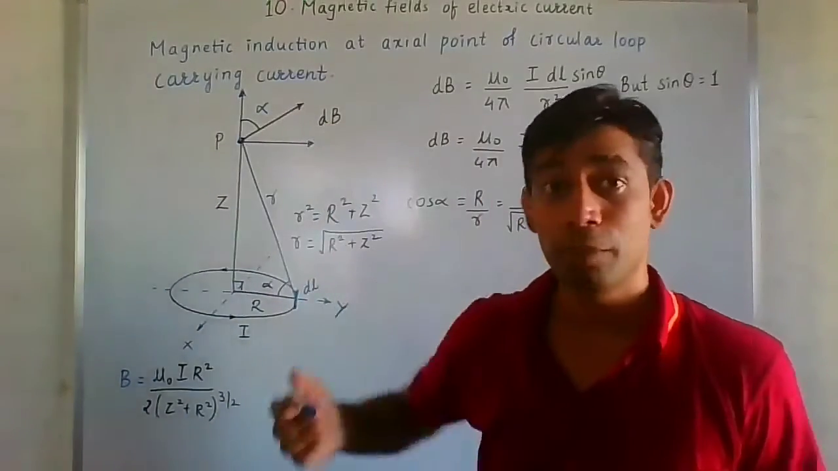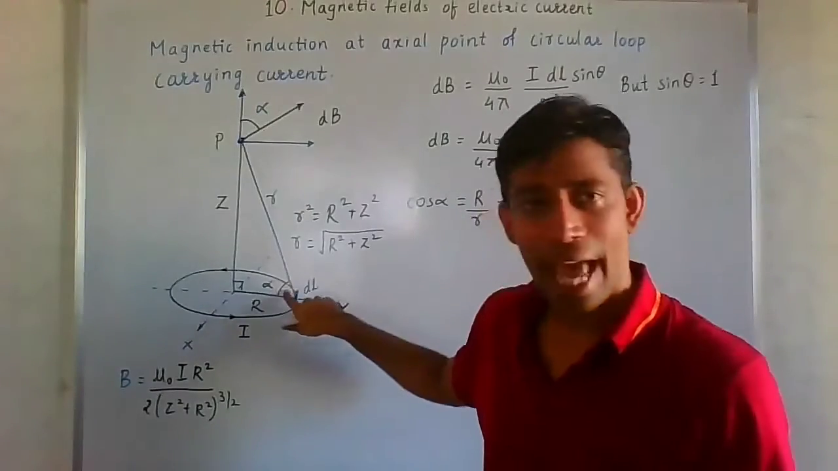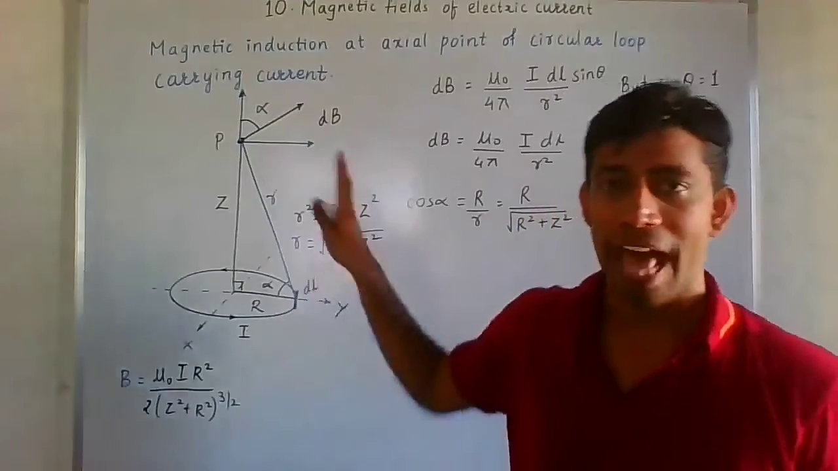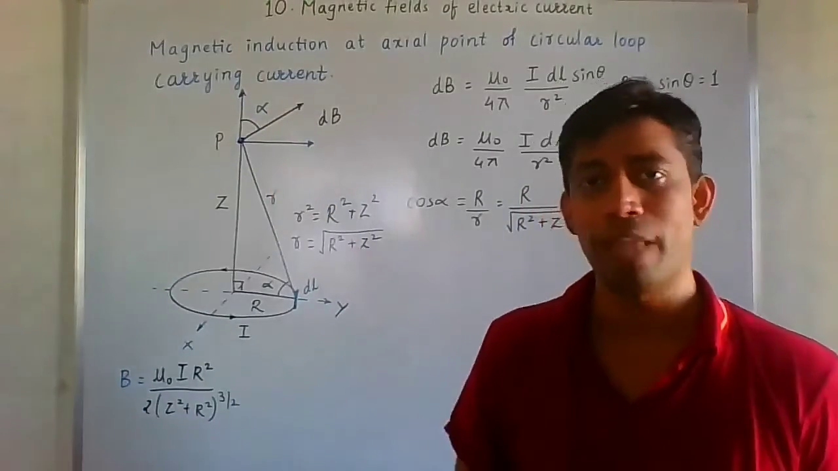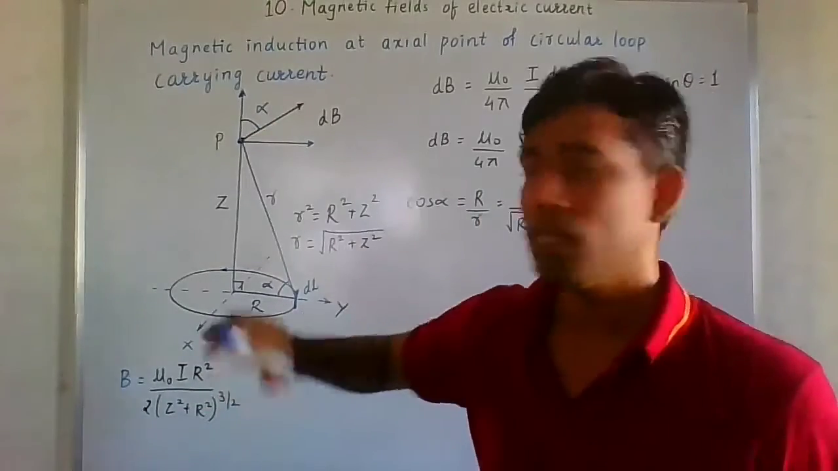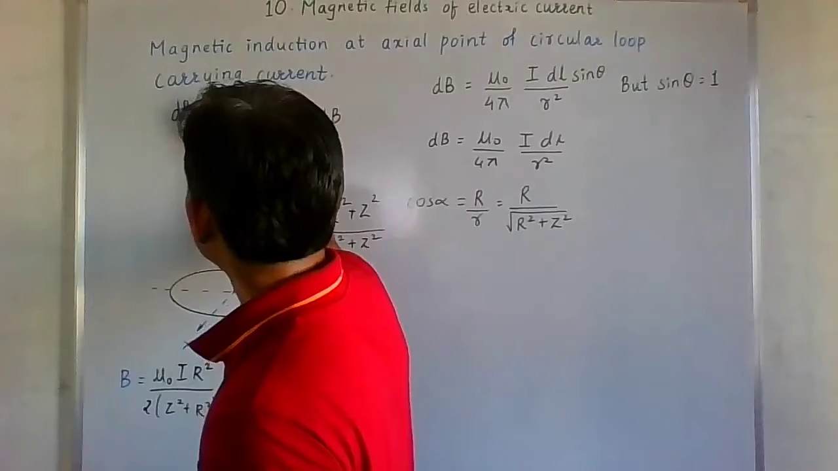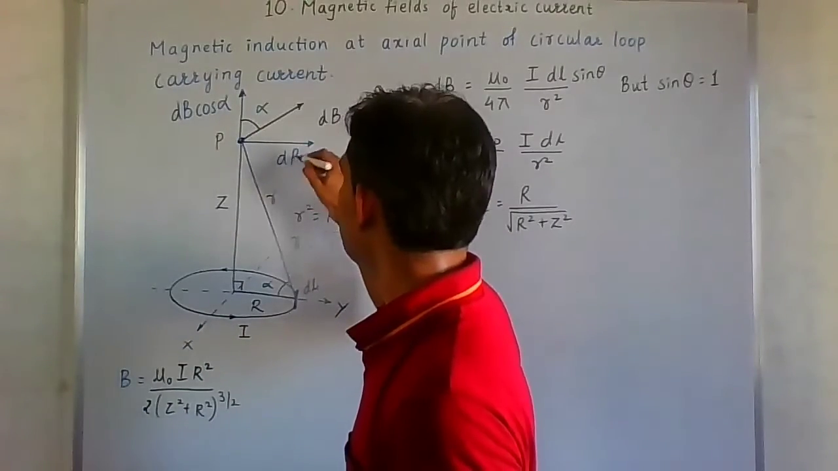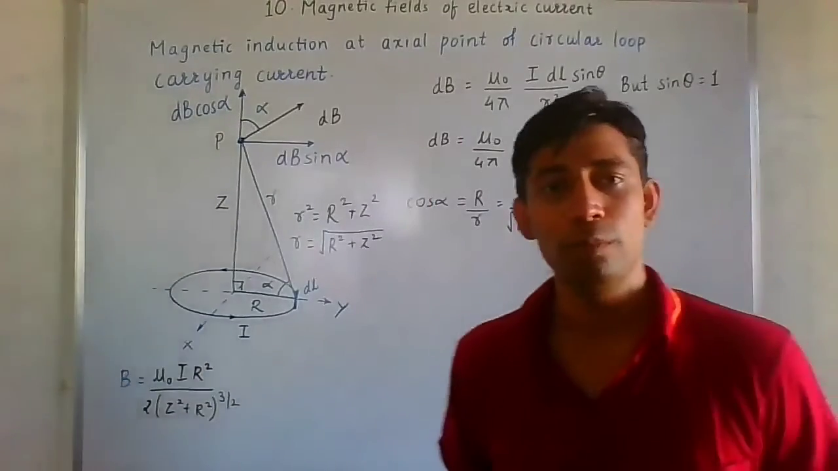Okay, now you must be wondering कैसे अल्फा आ गया? By geometry I can prove कि ये एंगल और ये एंगल सेम है. I'll come to that part, but as of now आप सिर्फ assume करो कि ये अल्फा है. Okay, we will prove that later on. Now अभी अल्फा एंगल मिल गया तो बहुत सिंपल है. अब इसको मैं लिख सकता हूँ dB cos अल्फा. ओके, एंड ये हो जाएगा आपका dB sin अल्फा. आई होप दिस मच इज क्लियर.